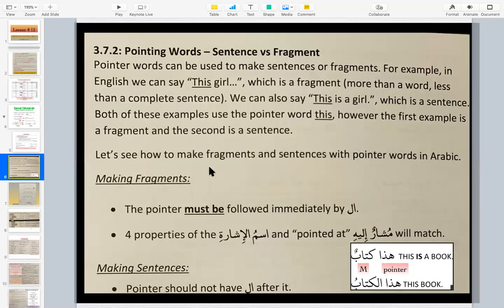Now, let's see how to make fragments and sentences with the pointer words in Arabic. Making a fragment: how do we make a fragment again? After ismul ishara, right after it, you need to bring al, and that's it. Then we need to check all four properties, they should match. Because when we have ismul ishara and musharun ilay, this is a fragment, and both are ism. So haza is ism and al kitabu is ism. Then we need to check their properties, and they should match in all four properties, like mausuf and sifa.